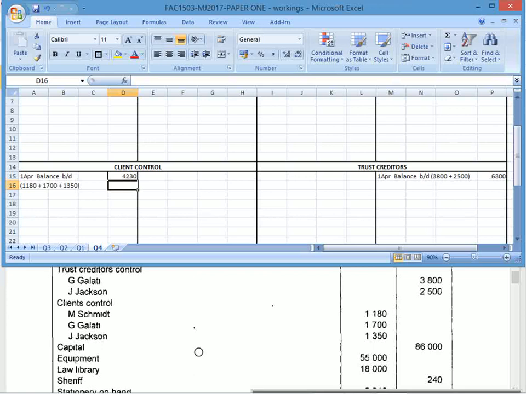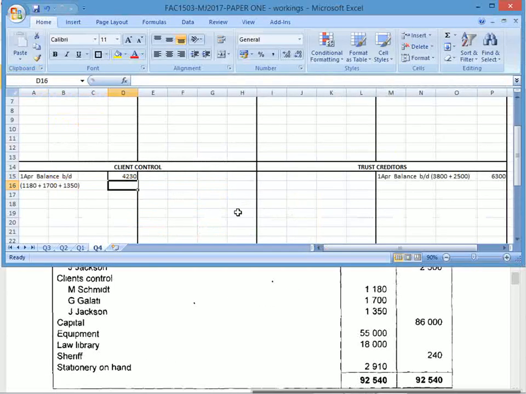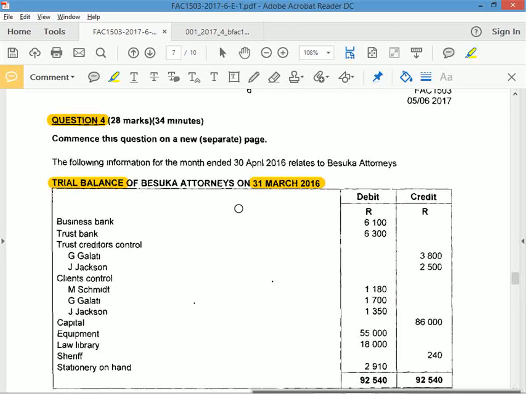Then you've got capital, they didn't ask for. Equipment, didn't ask for. Law library, no. Sheriff, no. Stationery, no. Right, so those are all the easy marks. Getting opening balances to start with. Makes sense? Okay, now what do we do?